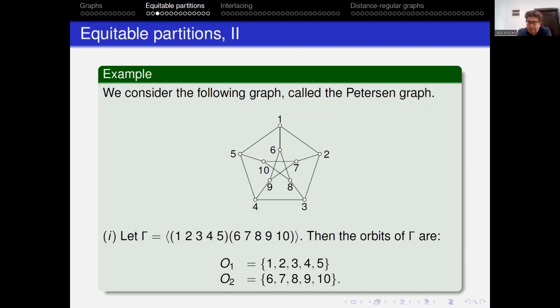If you do this distance partition, then the neighbors are 5, 6, and 2. And the non-neighbors are the rest, 3, 4, 7, 8, 9, 10. Yes? If you did not see it, check yourself. I already sent the slides to the organizer, so maybe he already distributed them to you.